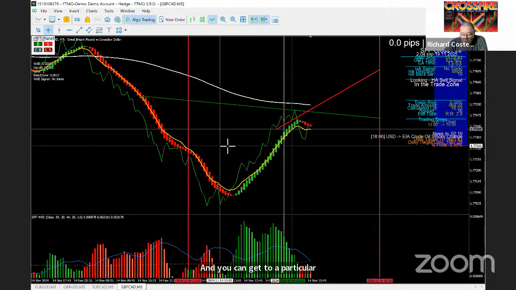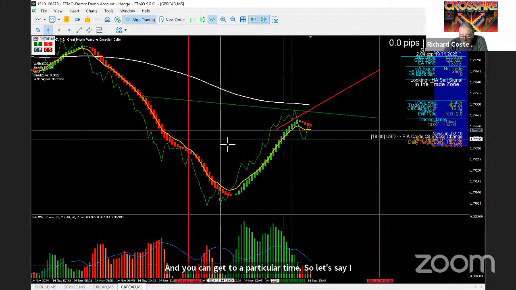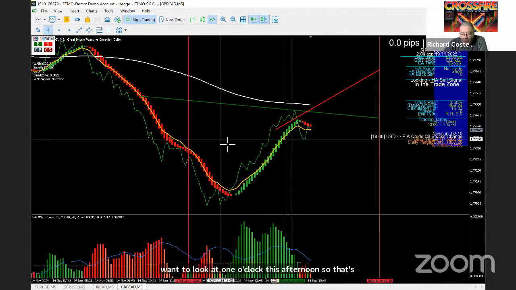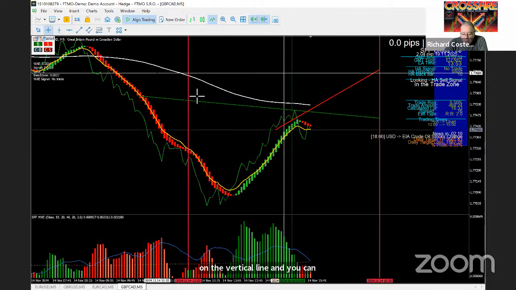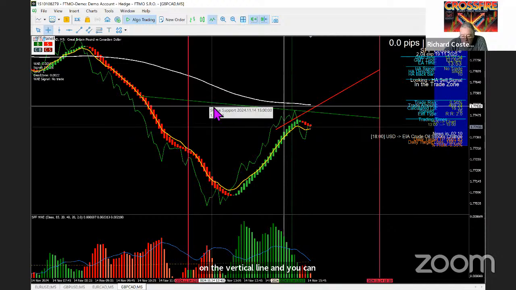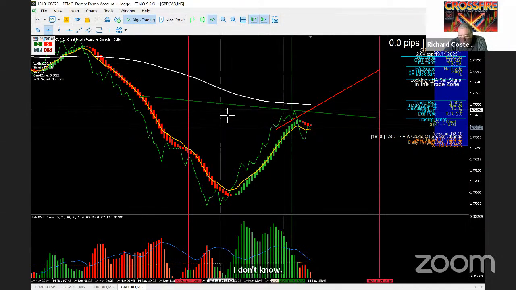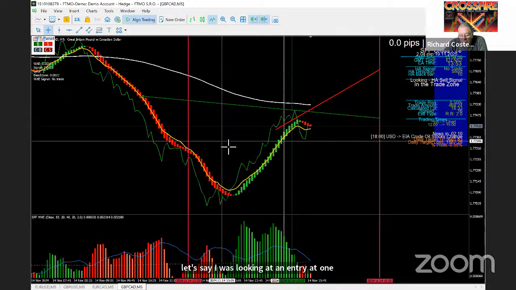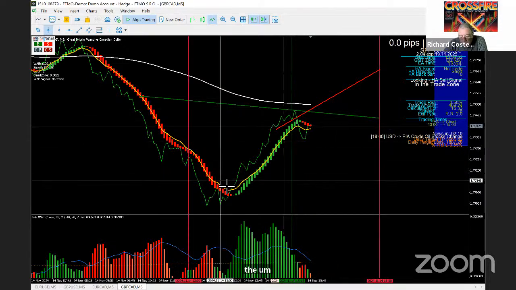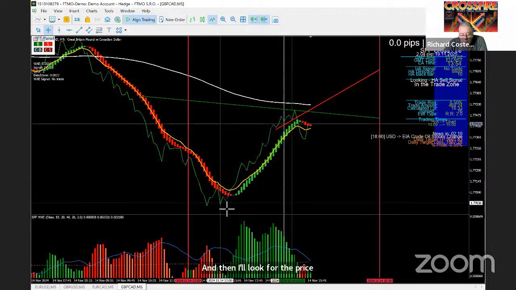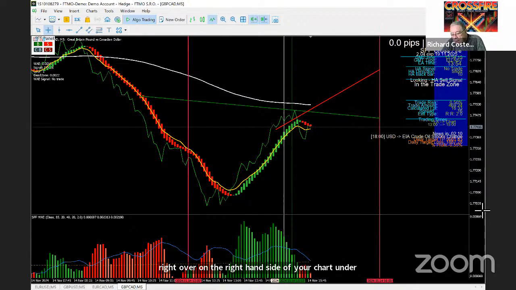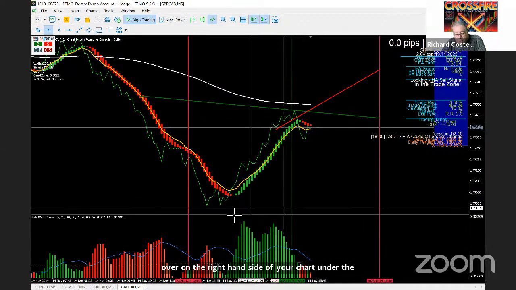So let's say I want to look at 1 o'clock this afternoon. So that's 1 o'clock looking on the vertical line. Let's say I was looking at an entry at 1 p.m. And then I look for the price. The price at 1 p.m. was there, and you've got the price right over on the right hand side of your chart. I'll put it back in position, you can see it.